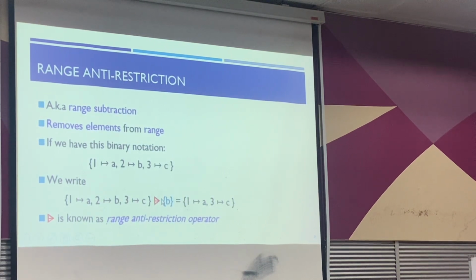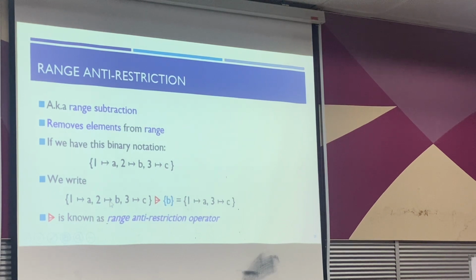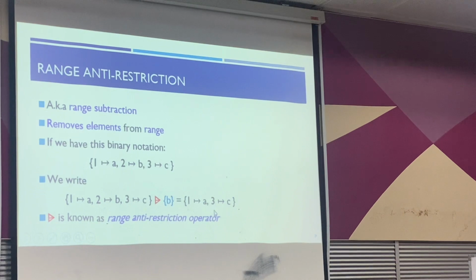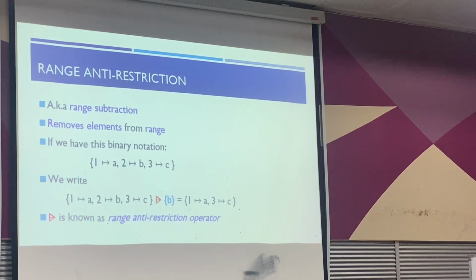Okay? So same thing for range restriction, pointing to the right. So you remove B, the range data. You remove 2B here, then left with 1A or 3C. The one that you remove will not be inside your latest output.